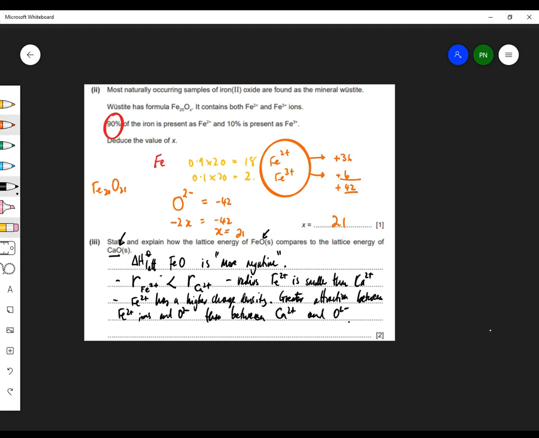Okay, so let's go through this again. First of all, please don't say bigger or smaller, say it is more negative. You could have also said more exothermic if you wanted to. Why is it? Because the radius of the Fe is smaller than the radius of the Ca. You've got to mention that. This would be worth 1 mark. Because of that, the attraction between the Fe2 plus and the O2 minus is greater than the Ca2 plus and O2 minus, and that's the 3rd mark.